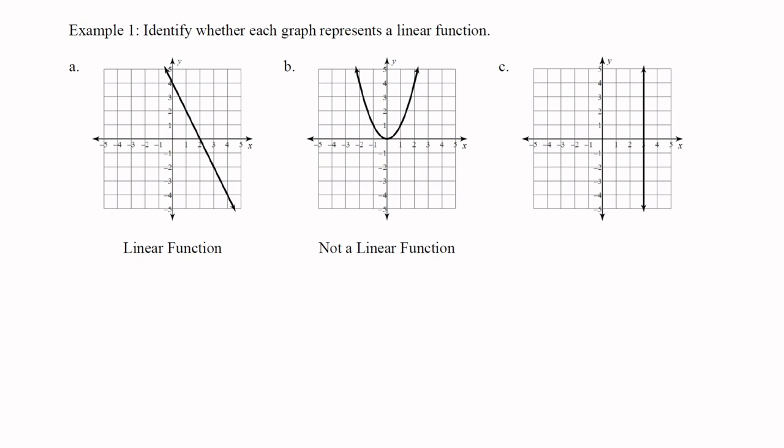In this one, we do have a straight line, but we have a special case here because if you recall, what is the definition of a function? A function is a relation where every x value has only one y value. And here we have a whole stack of y values at x equals 3. So this is not only not a linear function, it's not a function at all.